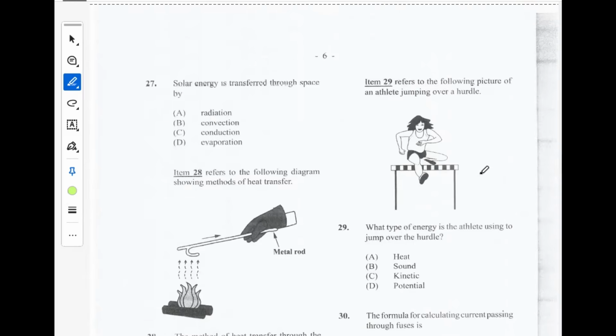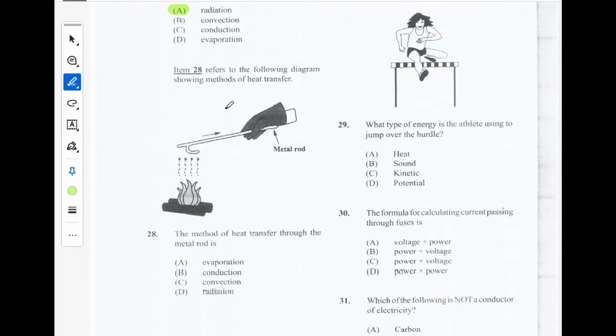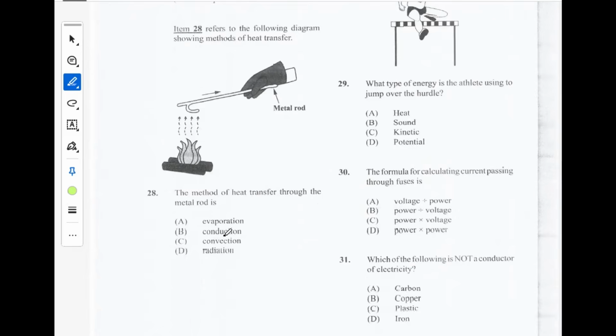27. Solar energy is transferred through space by radiation. Item 28 refers to the following diagram showing methods of heat transfer. The method of heat transfer through the metal rod. If it's a metal rod, it's connected to something. We are talking about conduction because there is physical contact.